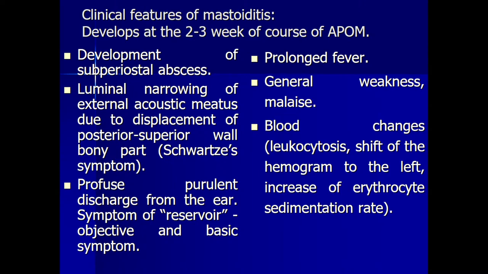The middle ear cavity, the tympanic cavity, has a volume of only 1 cubic centimeter, not a very big volume. But if you see a lot of purulent discharge, we understand that it comes from the mastoid process, which has a lot of air cells that collect this discharge. So these symptoms of the reservoir are really very important for the diagnosis of mastoiditis.